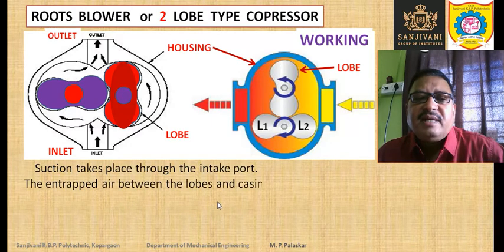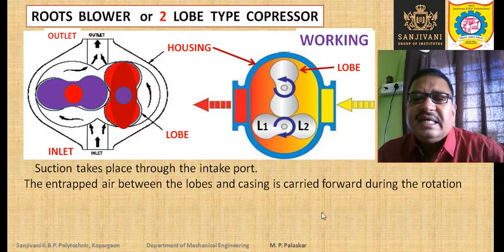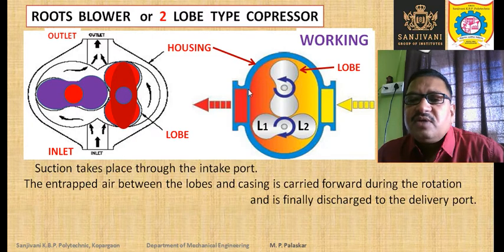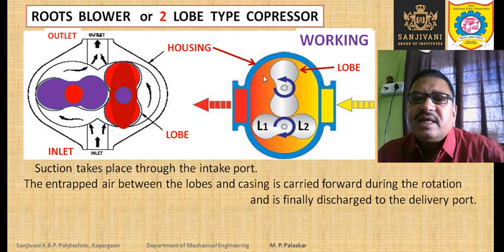The entrapped air between the lobes and the casing is carried forward during the rotation and is finally discharged to the delivery port. So the air is entrapped between these two lobes and the casing. So this air which is entrapped between the lobes and the casing is carried forward in this direction. It is moving along this direction, right, during the rotation, and is finally discharged to the delivery port.